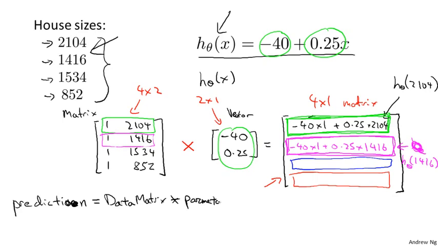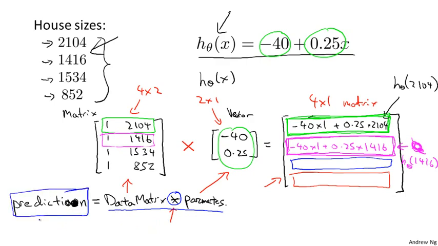times parameters, where data matrix is this thing here and parameters is this thing here, and this times is a matrix vector multiplication. And if you just do this, then this variable, prediction, sorry about my bad handwriting, but if you just implement this one line of code, assuming you have an appropriate library to do a matrix vector multiplication, then prediction becomes this 4x1 dimensional vector on the right that just gives you all the predicted prices.